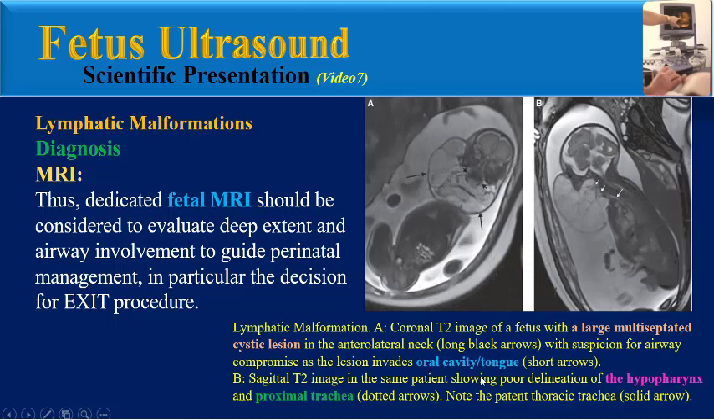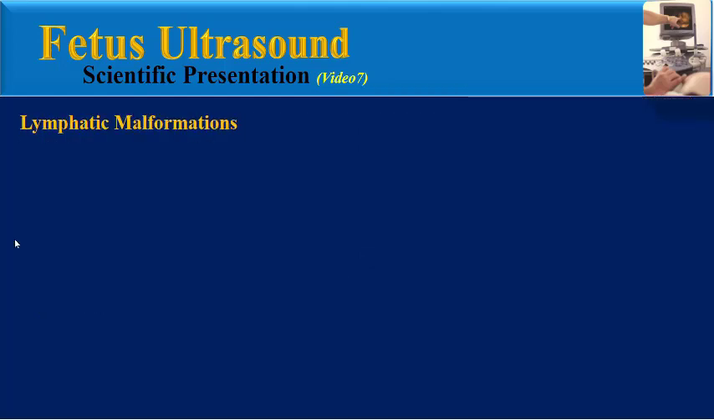The image shows poor delineation of the hypopharynx and proximal trachea. Also, we can see here the patent fetal trachea. What is the differential diagnosis for lymphatic malformations?